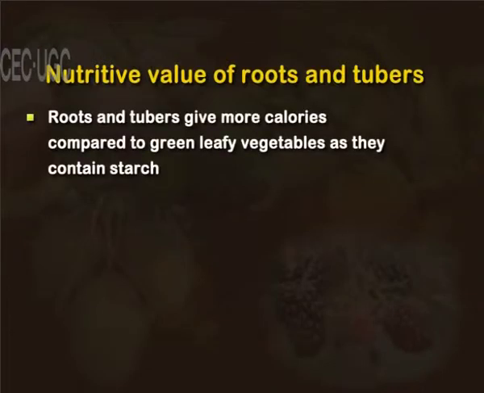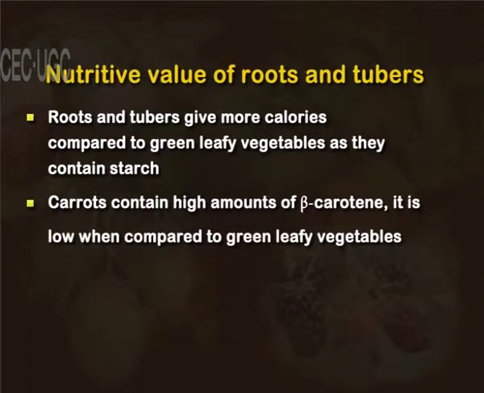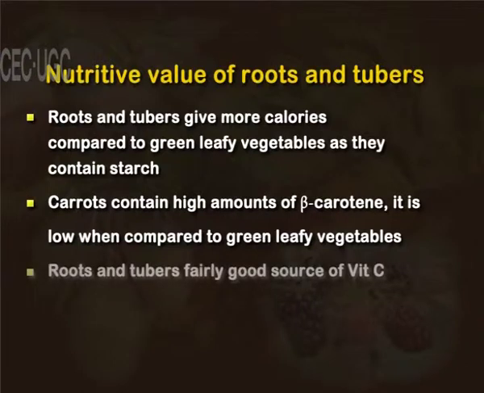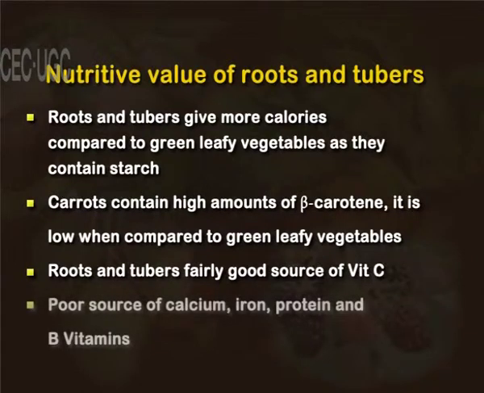Now, nutritive value of roots and tubers. Now, roots and tubers give more calories than any other vegetables compared to green leafy vegetables as they contain starch. Now, apart from starch, carrots contain high amounts of beta carotene, but it is not as high as when compared to leafy vegetables. Roots and tubers are also fairly good sources of vitamin C, but they are poor sources of calcium, iron, protein and B vitamins. So roots and tubers mostly provide starch, a little amount of vitamin C, and some like carrots provide beta carotene.